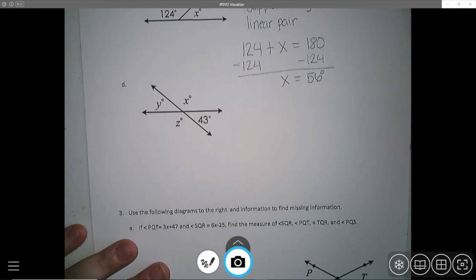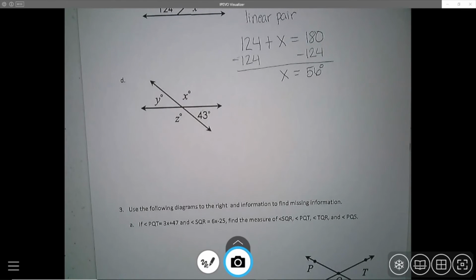Now, getting here to D. D is an interesting one because there is a whole mixture. I see linear pairs. I see supplementary. I see vertical angles. This is one of the problems that has multiple of these, so what we're going to have to do is go through and solve one at a time. Look for the easiest one first. And I'm going to tell you, vertical angles are the easiest to deal with if you can help it.